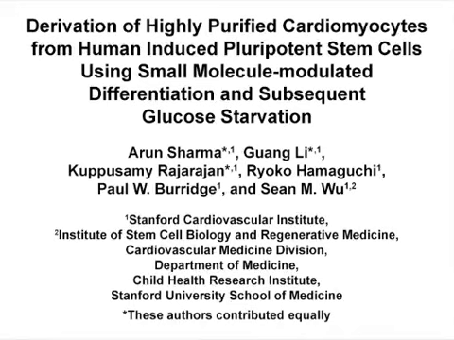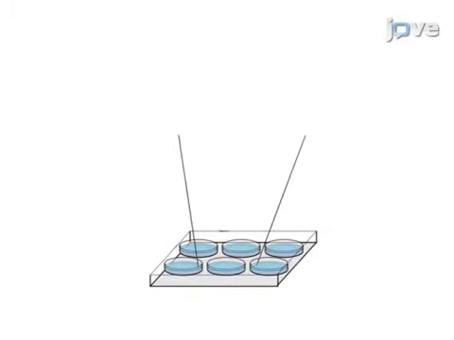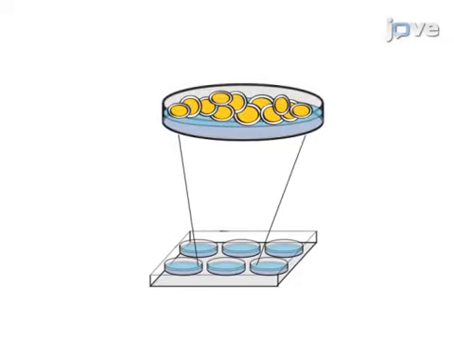The overall goal of this procedure is to generate a purified population of human-induced pluripotent stem cell-derived cardiomyocytes. First, human-induced pluripotent stem cells are cultured in a cell monolayer until they are about 85% confluent.